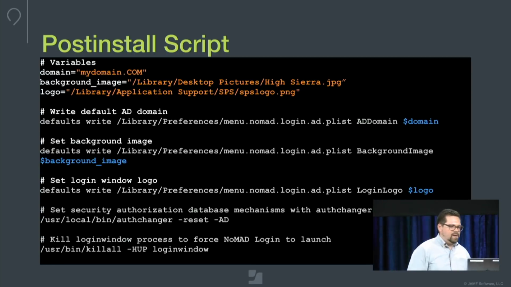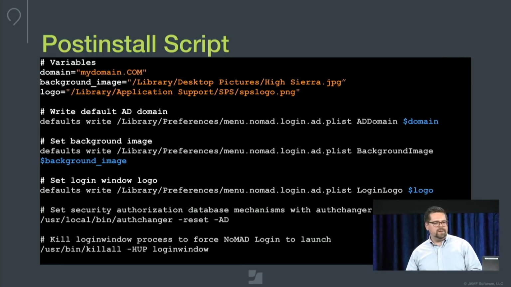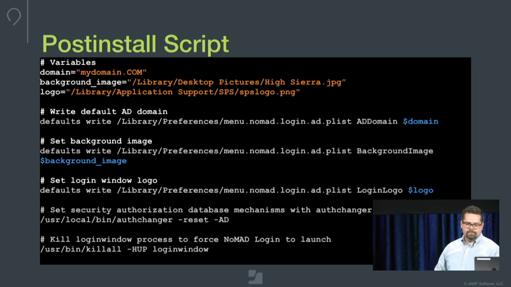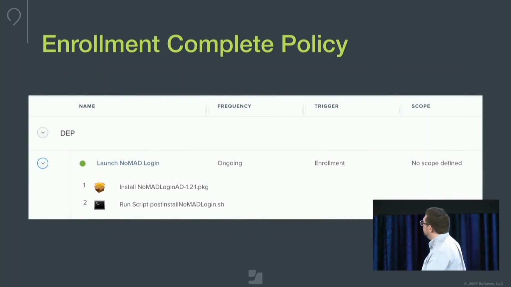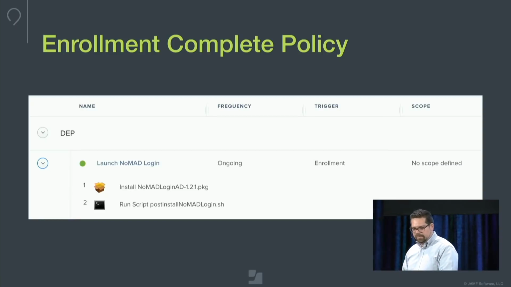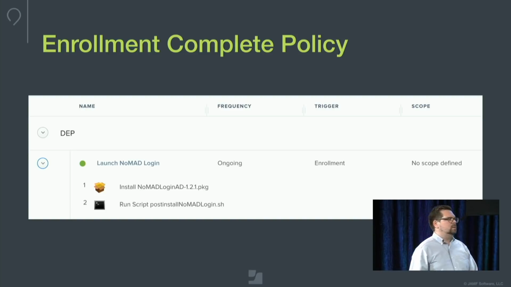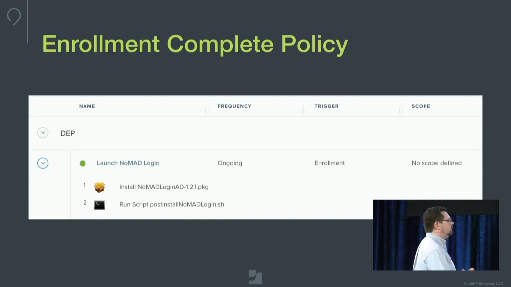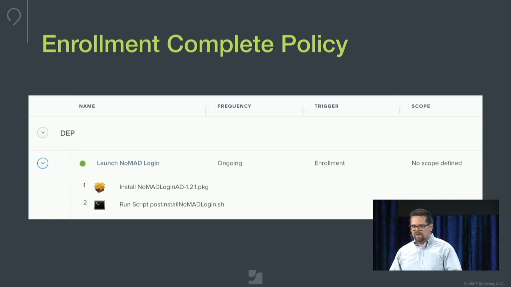Next thing I'm doing is killing the login window, which, again, you don't have to do anymore. And that will pop up NoMAD Login. Then you can log in as your user and go from there. So in Jamf, what I typically do is create an enrollment complete policy that installs NoMAD Login and then runs the Postinstall Script, which sets the preferences and sets the authorization mechanisms, and then we'll kill the login window.